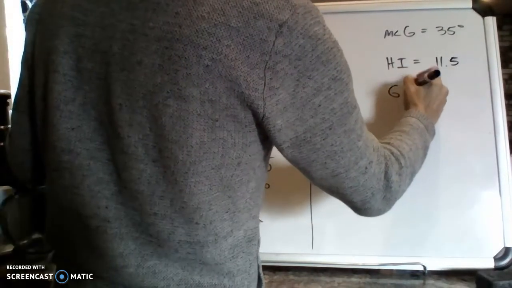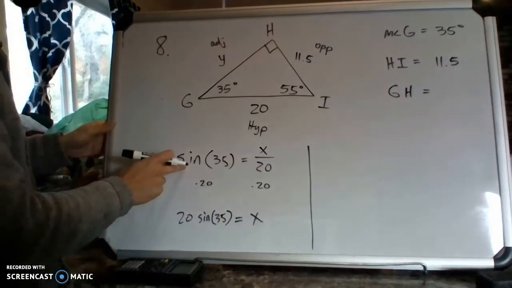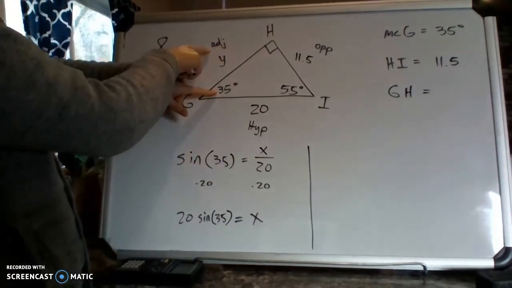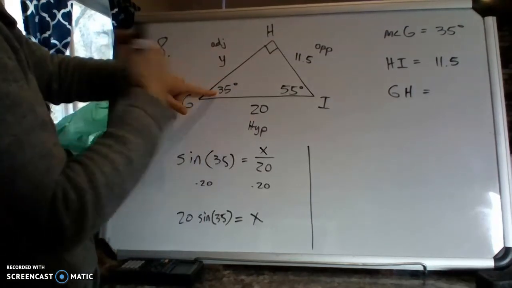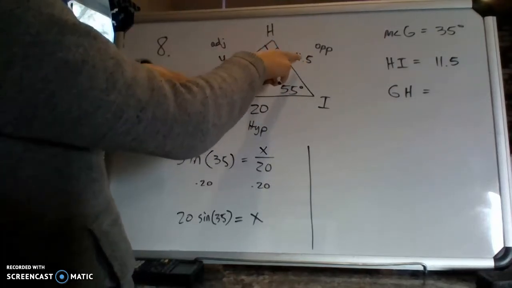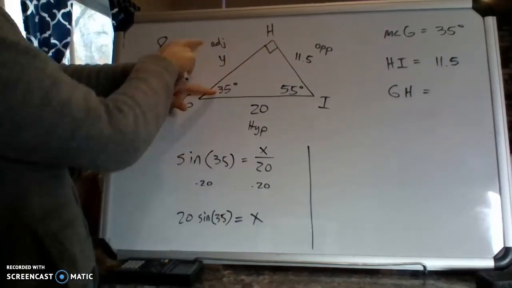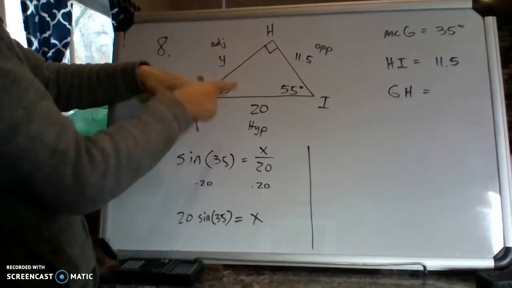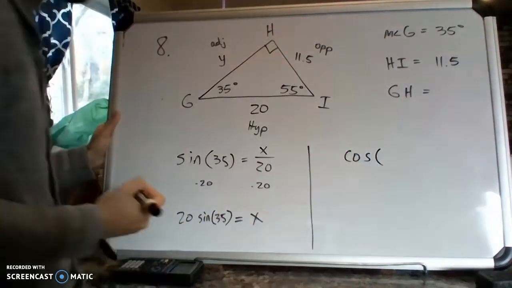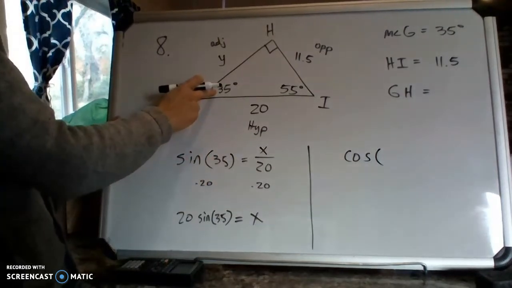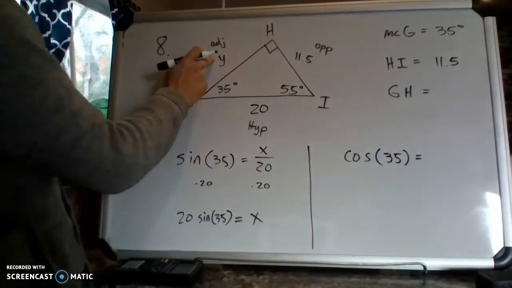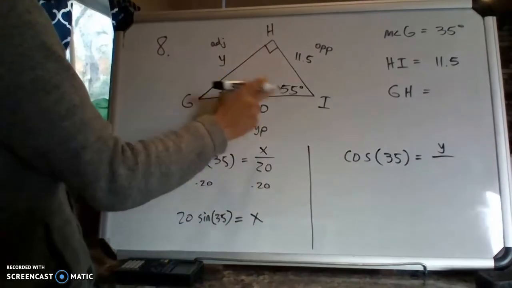Now we can solve for GH using the same idea. We might have to change our trig ratio though. So again, I'm going to stick with the 35 degree angle. Now we're looking for the adjacent side, and I'm going to stick with using the number that I know for sure. This is a rounded answer, so I'm not going to use it in my solution process. I'm going to stick with the 20. So which trig ratio uses the adjacent side and the hypotenuse side? That would be the cosine ratio. So let's set up another equation. Cosine of the angle I'm looking at, cosine of 35, is equal to the adjacent side y over the hypotenuse side.